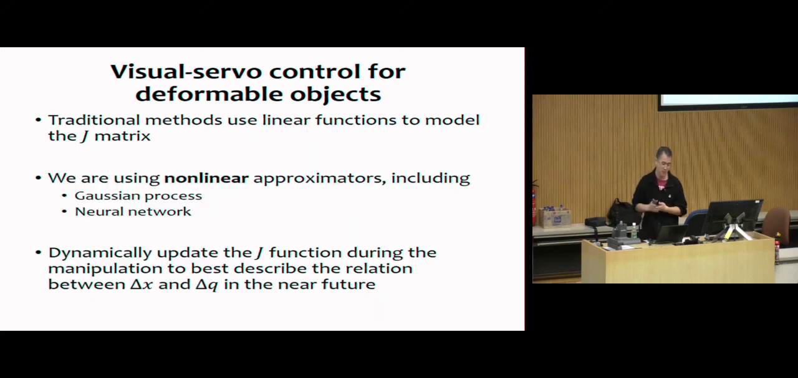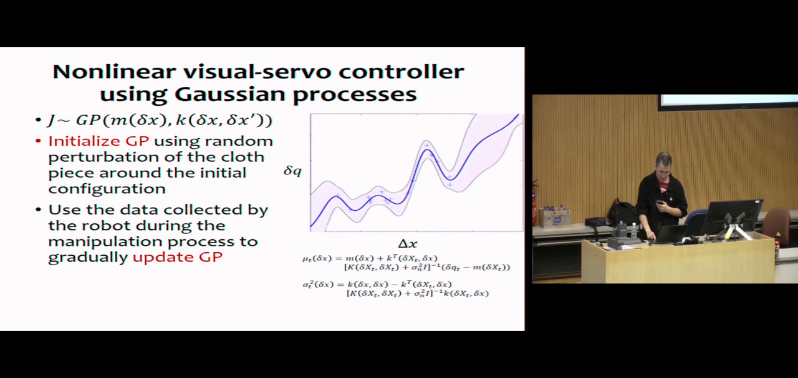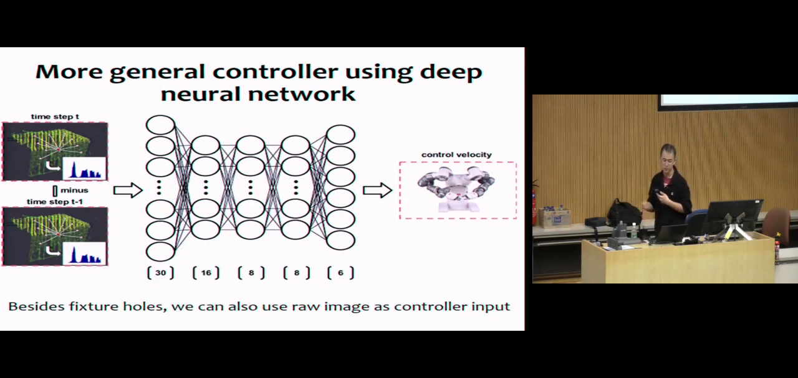So then what we are going to do is that we are going to use some nonlinear online algorithms, for example, a Gaussian process or neural network. We can learn these nonlinear Jacobians, and then we can dynamically update the Jacobian during the manipulation to best describe the relationship between the delta x and the delta q. Okay? And then when we use the controller, we are going to use this Jacobian for a short horizon, and then we can update this Jacobian after this horizon. Okay? So this is the basic framework. So here we have injected a bit of learning into the controller. The details I just skipped. So we have tried the nonlinear Gaussian process controller, and also we can extend that to the general controller using the deep neural network.